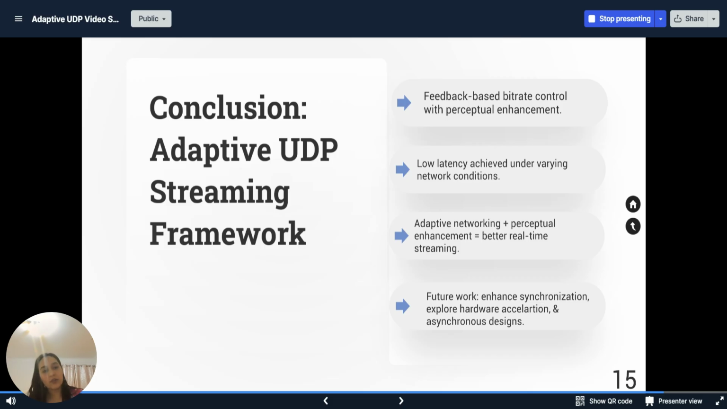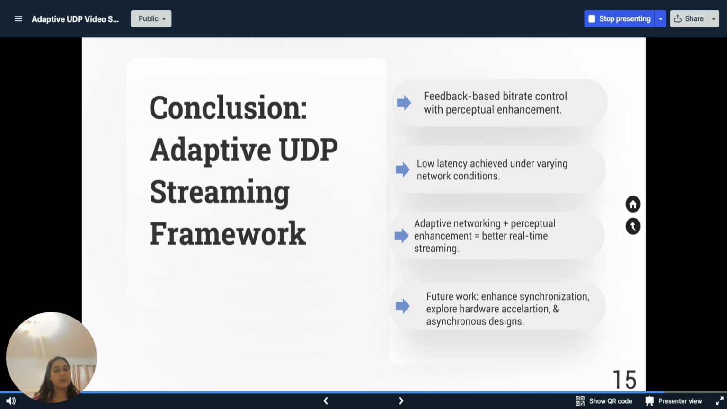So, as a conclusion, our work, adaptive UDP streaming, is a feedback based bitrate control that offloaded the network congestion and the throughput being higher. I'm sorry, that was bad, Dr. Otaiba. I'm sorry. What was I saying? I'm going to repeat this one.